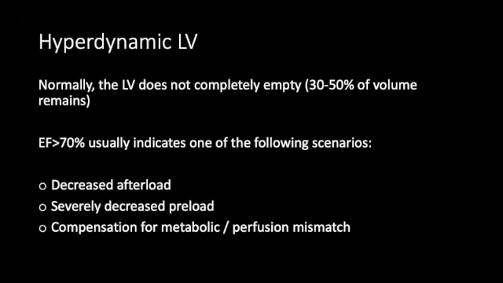It can also be because of severely decreased preload. And so if there's not much blood moving into the heart or there's decreased venous return, more blood may be exiting the heart on its way out just because there's not quite as much volume to begin with inside the heart. And then lastly, the heart itself can demonstrate a compensation for metabolic perfusion mismatch. So these might be states where there's a high output for some reason, there's a high demand, and thus the heart tries to increase its cardiac output to compensate for that demand. And we'll talk about some examples where that might be the case.